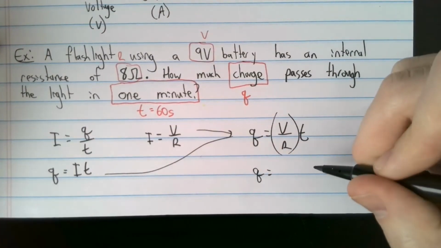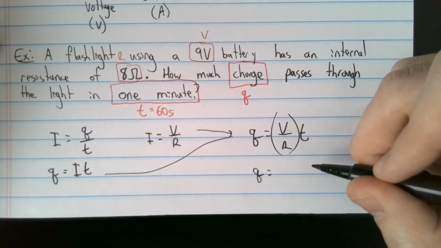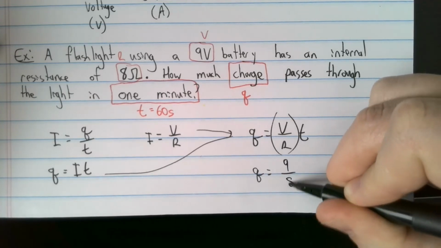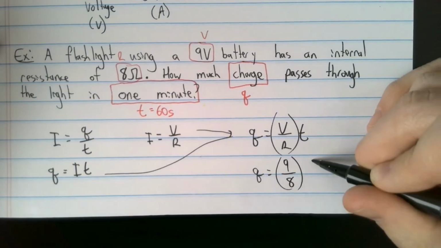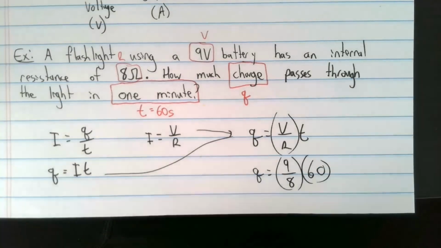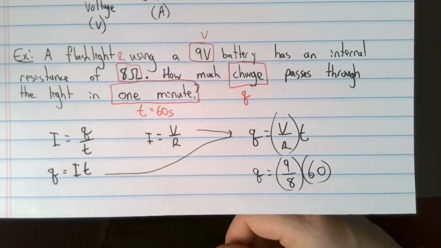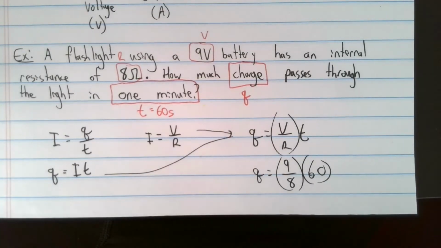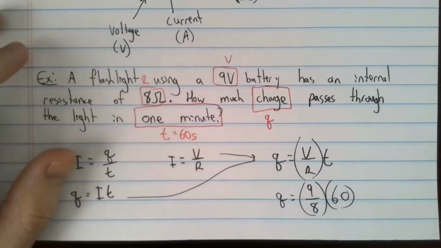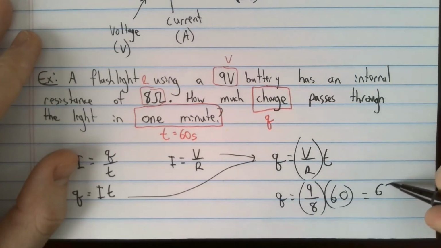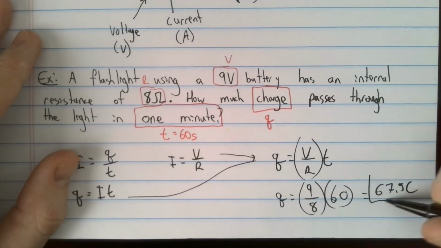So Q equals 9 over 8 times 60. And I'm getting 67.5. So our answer, 67.5 coulombs.